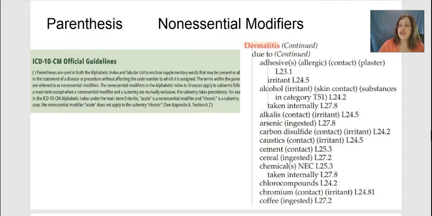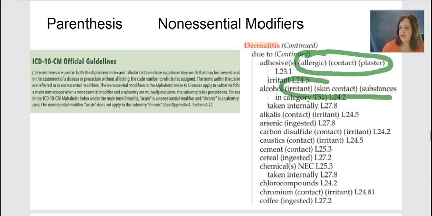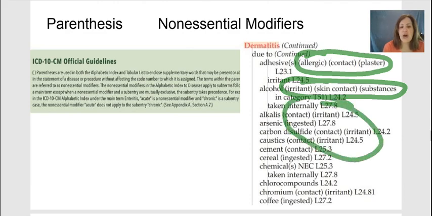Parentheses, you just saw it with default codes, how there are words in parentheses following other words. Okay, you see it a lot here in dermatitis. Those are called non-essential modifiers. Those are basically alternate words that mean the same condition. So doctor didn't have to say those words, or maybe they did or they didn't. You're still in the right place.